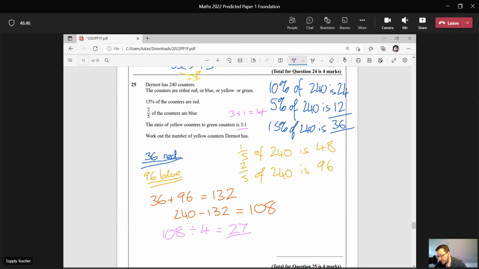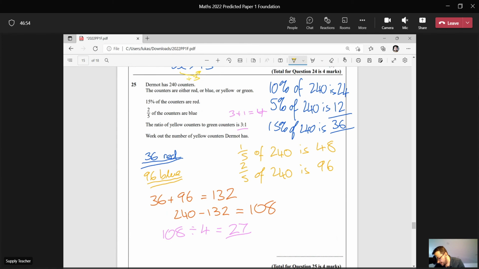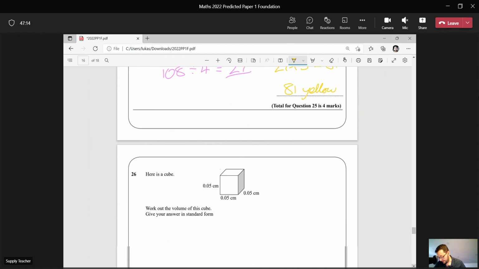So each part of the ratio has 27, and we want the number of yellow counters, so finally I'll use the yellow. We want to times that by 3, because there's 3 in the yellow. So that's just going to be 27 times 3, which is 81. So there's 81 yellow. Alright, so there's a lot to do there, but each step is alright. It's just fractions of an amount, percentages of an amount, and a bit of ratio. Alright, but there's 4 marks, so it's well worth your toil.